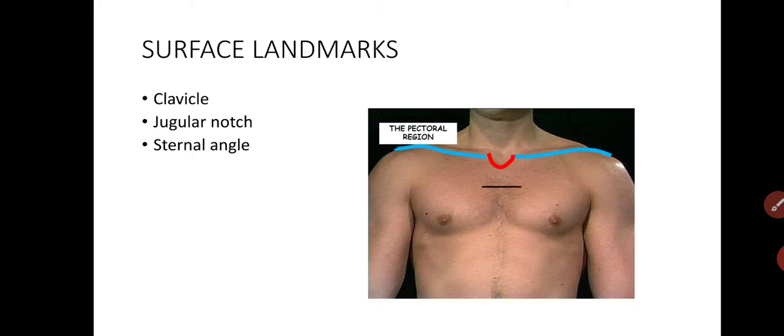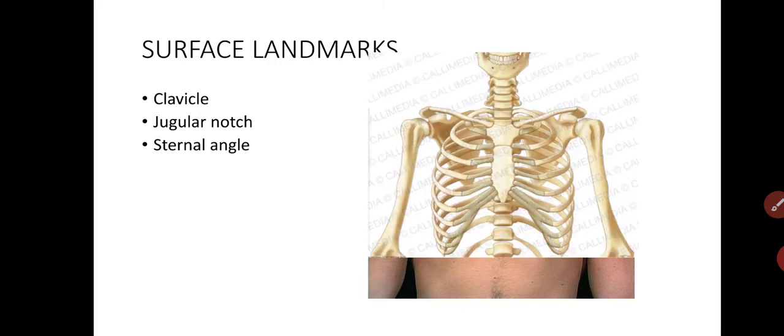An external angle, 5 cm below the jugular notch, is a bony prominence. This black line shows the external angle or angle of Lewis. Here the second rib articulates with the sternum, as shown in this figure, and with the help of this angle we can count the ribs. Above this is the first rib and below this are the second, third, fourth, and likewise.